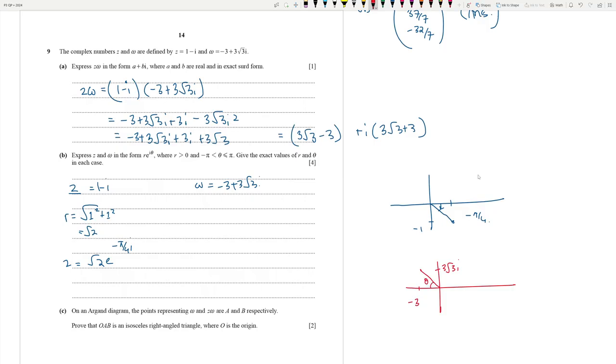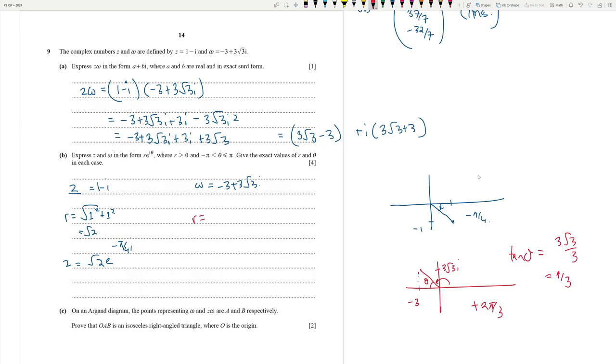So let's get this angle. So tan theta is equal to opposite over adjacent, 3 root 3 by 3. Tan inverse of 3 root 3 by 3, that's pi by 3. So this whole angle, what will it be? Pi minus pi by 3, which is 2 pi by 3. Yeah, so that's the angle.